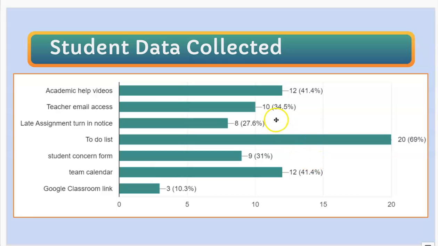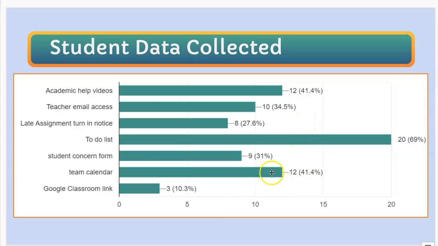And then the next one, very closely related, is a teacher email access, and then a late assignment notice and a student concern notice. Now, those 6 that I chose, my team and my school does not have a real to-do list, so I can understand that. We have academic videos, but I don't think we have them posted on our website. They're just posted when needed.